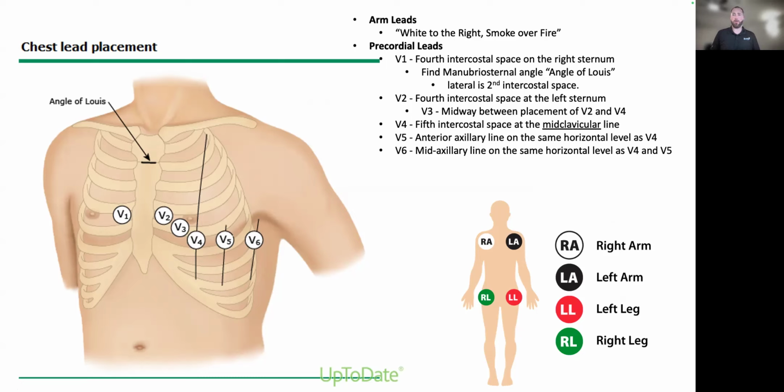And then whenever you're looking at the precordial leads, you remember that V1 you're going to find at the fourth intercostal space. So you'll find the manubrium, that angle of Louis, move lateral, and you're at that second intercostal space, and then move down to the fourth. On the right side is V1, left side of the patient's chest is V2. You'll skip to the midclavicular line to see V4. In between those, you'll put V3, and then you'll move out lateral to the anterior axillary line and the mid-axillary line on that same level for V5 and V6.